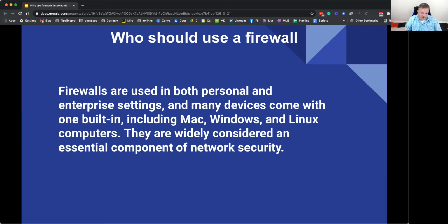Who should use a firewall? Everyone. Doesn't matter. Everyone should use a firewall, both in your personal and your professional life. They are built in and included in Macs, Windows, and Linux computers, and it is widely considered that you need to use one. Well, you do have those software firewalls built in, but you need one on your network.